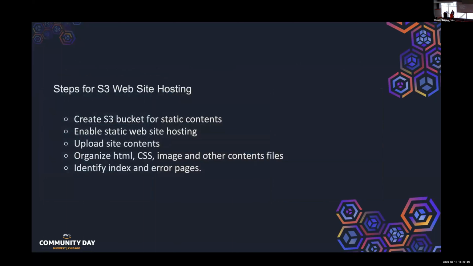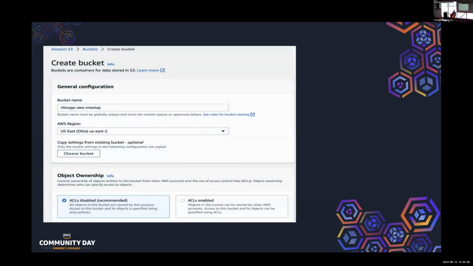Some of the steps to create this static website and then enable it: we'll upload some simple files, organize the HTML, CSS, image, and other content files, and identify the index. This is what we will see in action. So start with the AWS console.